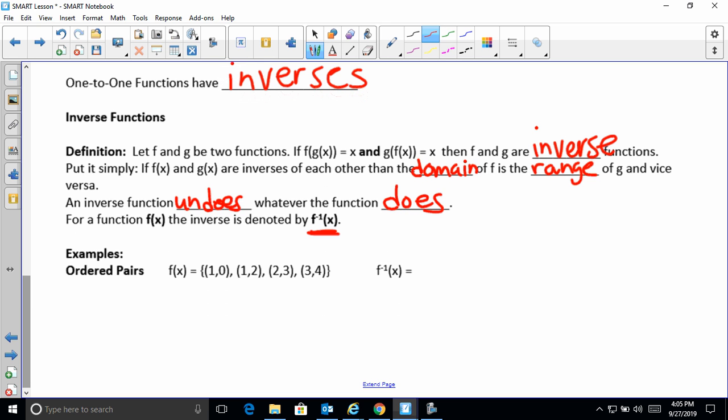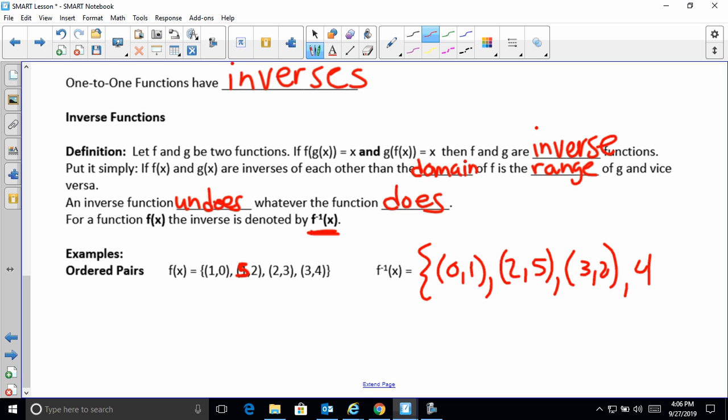So let's look at some examples. This example, I made a mistake on it, so we are going to change this. It's going to be a 5, because it wasn't even a function. So that's a function now that I fixed it. To find the inverse of ordered pairs is easy. Just flip-flop them. That's really helpful when you're graphing. And we can see that all of our x's are unique, all of our y's are unique.